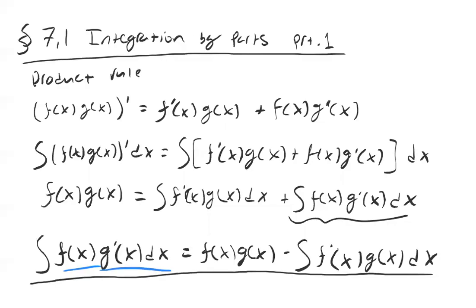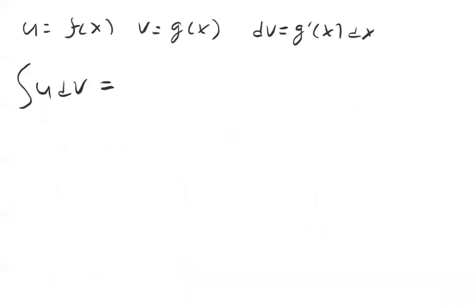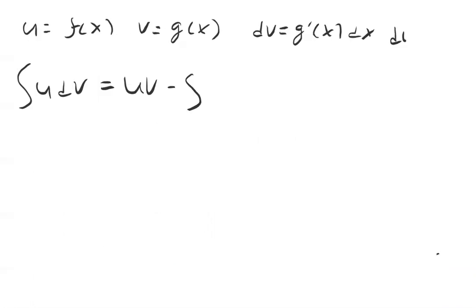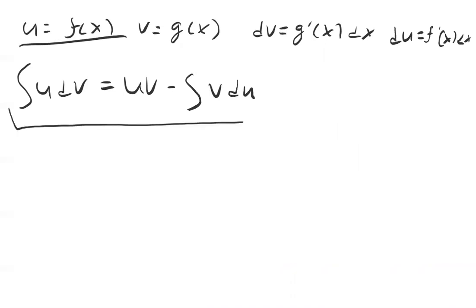And let's see what we have here. f and g are u and v respectively. So this is equal to uv minus the integral. Here we have f prime of x dx, and that is going to be du. So you have uv minus the integral v du. And this is the form that it takes most often, and this is the easiest one to remember. Integral u dv is uv minus integral v du. Legitimately, that's just one you have to memorize.